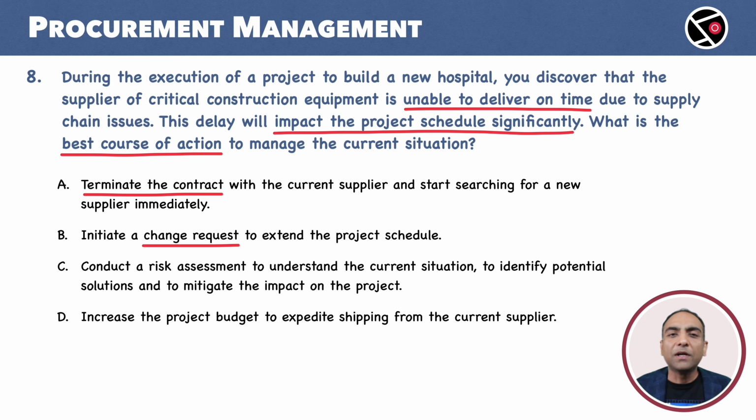C. Conduct a risk assessment to understand the current situation, to identify potential solutions, and to mitigate the impact on the project. This is the right approach. Start with risk assessment and then proceed with relevant actions. D. Increase the project budget to expedite shipping from the current supplier. Increasing budget might be a solution, but we cannot decide on the solution before investigating the issue. Risk assessment is needed. A, B, D are incorrect. C is our choice.